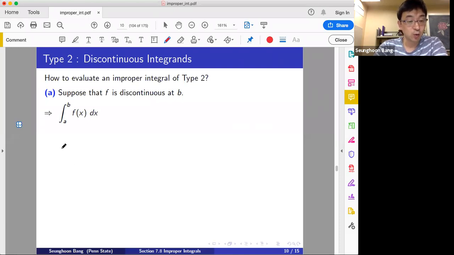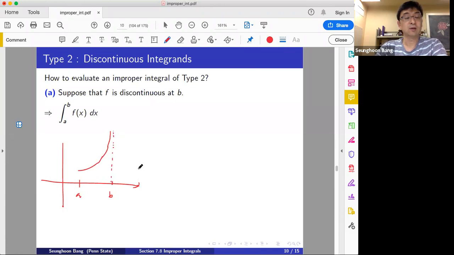So we think about one idea. The graph is like this. From a to b, the function is discontinuous at b. We have a vertical asymptote. The graph is going up from here to here. So like this, right? The function f is discontinuous at b. How can you calculate it? One idea: you can choose a t value between a and b, and find this area first.